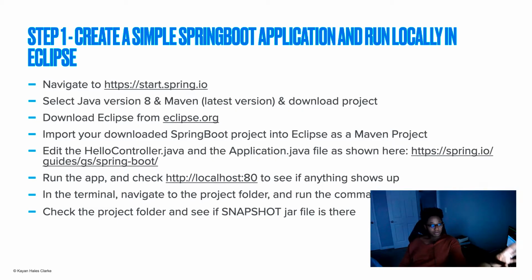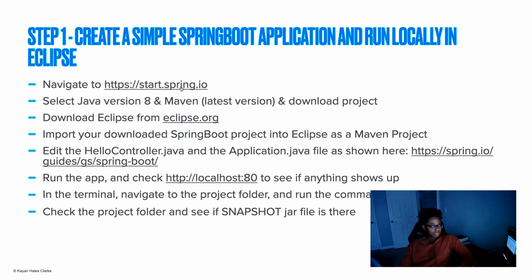For step 1, we're going to go to spring.io, download a project, run it in Eclipse, make sure stuff shows up on the screen, and then create a jar file so that we can move that over into Amazon EC2. So let's get started. I'm going to click on this link here.